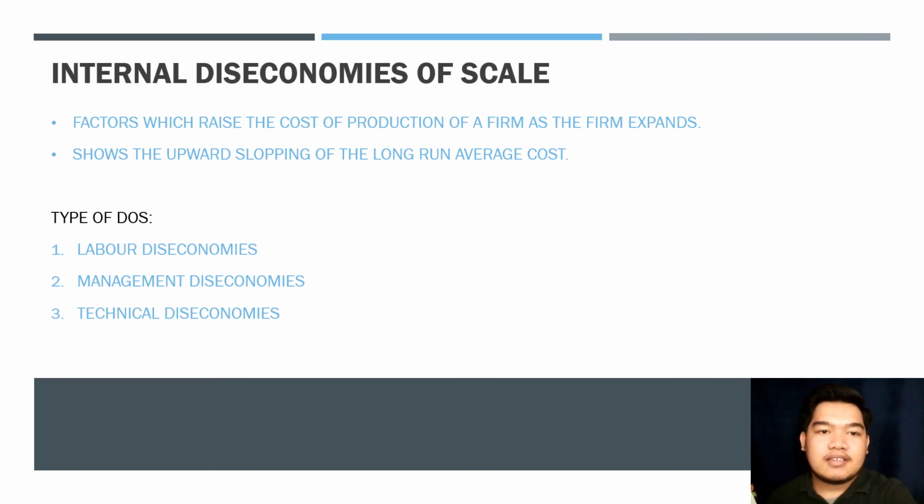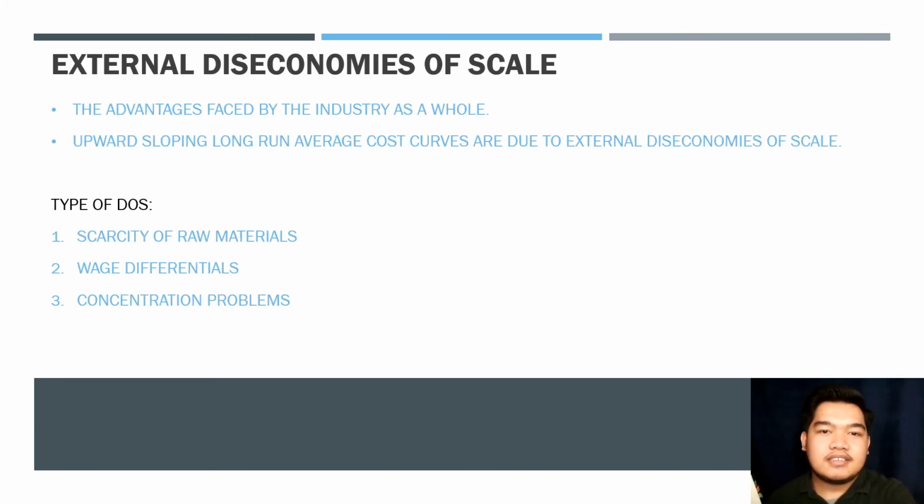And the second one is external diseconomies of scale. This is the disadvantage faced by the industry as a whole. An upward sloping long-run average cost curve is due to external diseconomies of scale. There are a few types of diseconomies of scale. Number one is scarcity of raw material, then wage differential, and the last one is concentration problem.